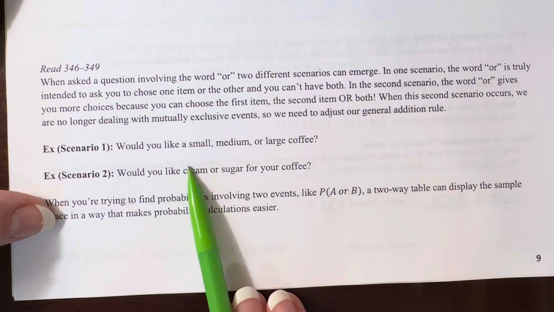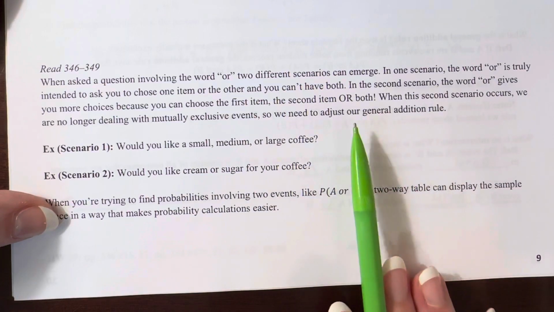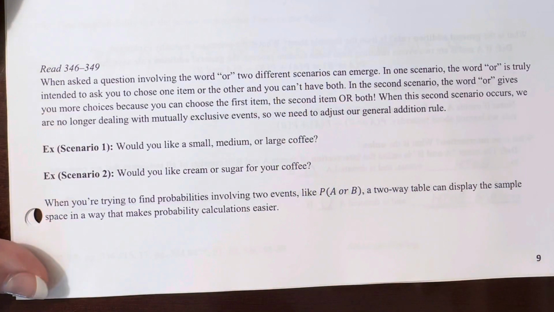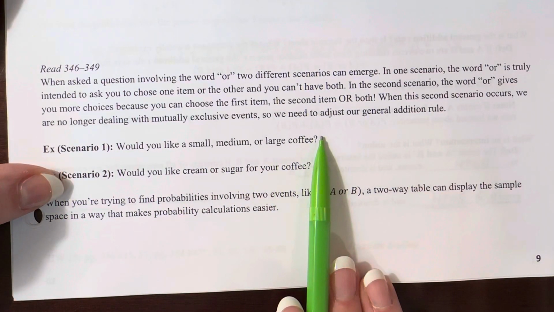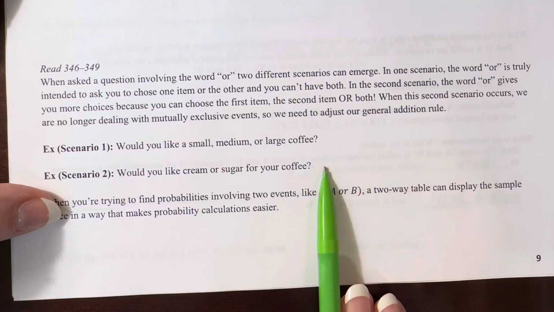And if you combine these two questions, then you could have small, medium, large, cream, sugar, both. Right, so if you're only asked the first question, you can only answer one of those. If you're asked the second question, there is that option for both.